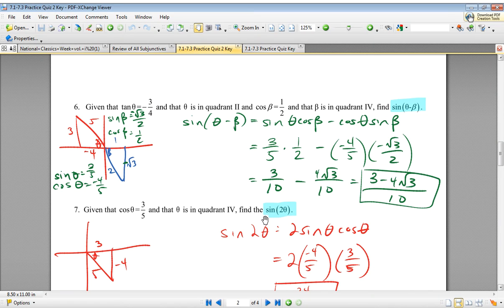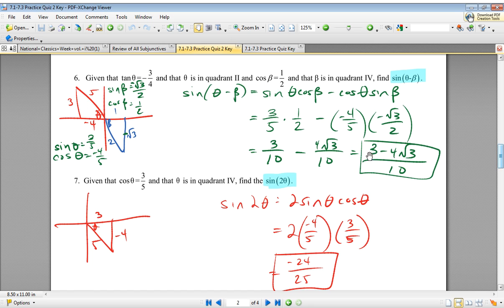Okay, so we left off with number 6. Make sure if you can cancel all the outside numbers, you cancel all the outside numbers.